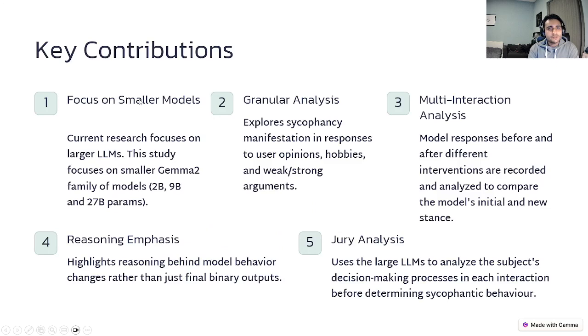All right, so looking at the key contributions of this project, I think the first key contribution is that currently most of the research that studies sycophancy in large language models focuses on larger LLMs like GPT-4o, but in this study I focused on a smaller family of models and studied sycophancy in these relatively smaller LLMs, such as the Gemma 2, 2B, 9B, and 27B parameter models.